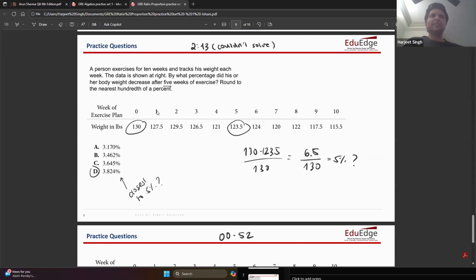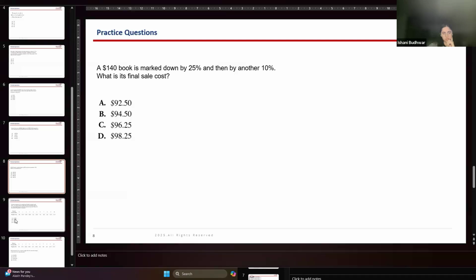Okay. So we have an exercise chart here for 10 weeks. Weight is being tracked here. Data is shown. By what percentage did his or her body weight decrease after 5 weeks of exercise? Okay, fifth week weight is this. So what is the answer here? 6.5 divided by 130, right? Answers are not matching.